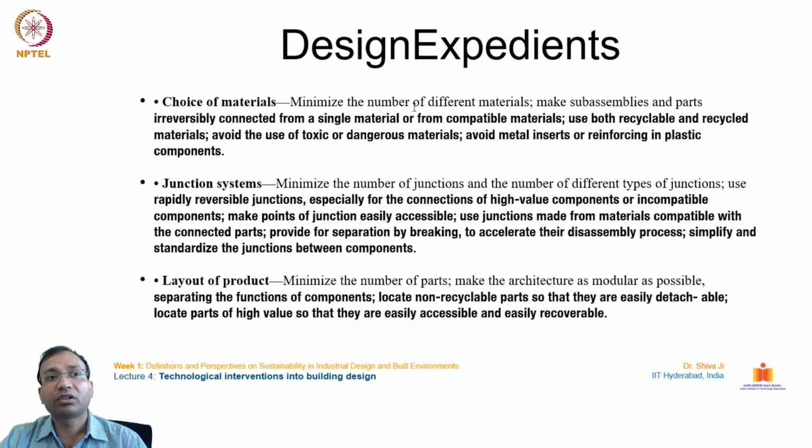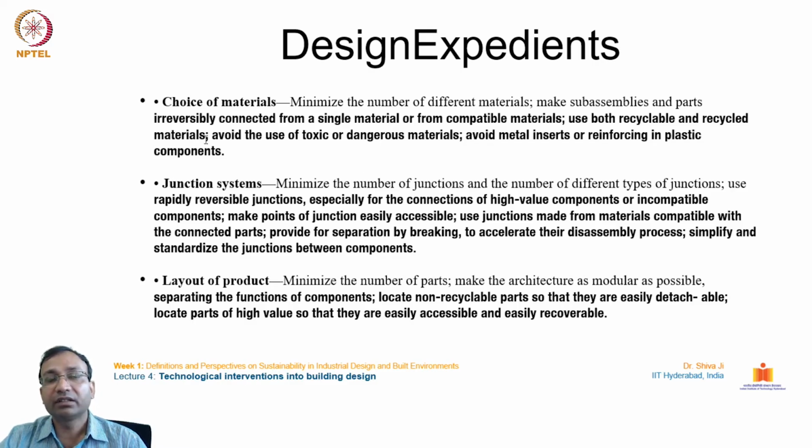Now we can talk about some design expedients, like the choice of the material, the junction system, and the layout of the product. Minimizing the number of different materials, making sub-assemblies and parts irreversibly connected from a single material or from compatible materials, using both recyclable and recycled materials, avoiding the use of toxic or dangerous materials, and avoiding metal inserts or reinforcing in plastic components.